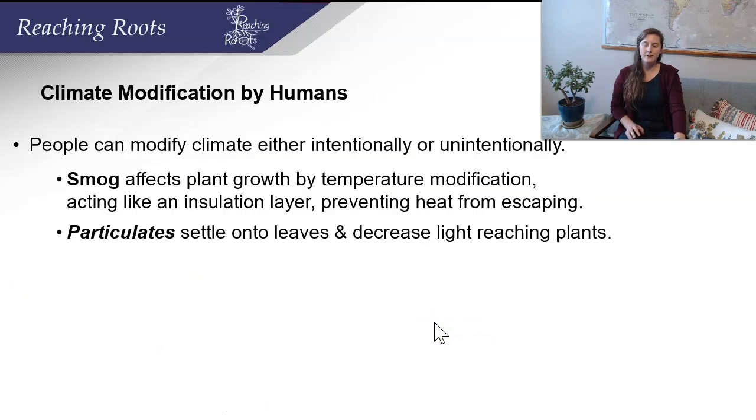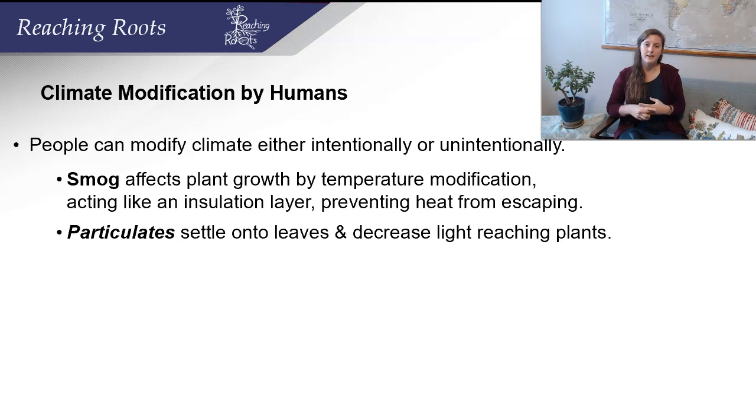Let's talk about the modifications that humans have on climate. We could talk much further about this, but we're just going to go over it briefly. People can modify climate intentionally or unintentionally. Smog, which comes from pollution, affects plant growth by temperature modification. It acts as an insulation layer, preventing heat from escaping, and this causes warming.